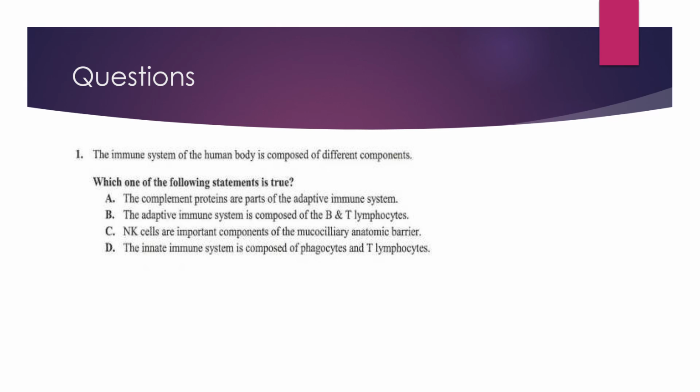Next, the immune system of the human body is composed of different components. Which one of the following statements is true? A, complement proteins are parts of the adaptive immune system. B, the adaptive immune system is composed of B and T lymphocytes. C, natural killer cells are important components of the mucociliary anatomic barrier. D, the innate immune system is composed of phagocytes and T lymphocytes. Of course, here the answer is B. The adaptive immune system is composed of B and T lymphocytes.